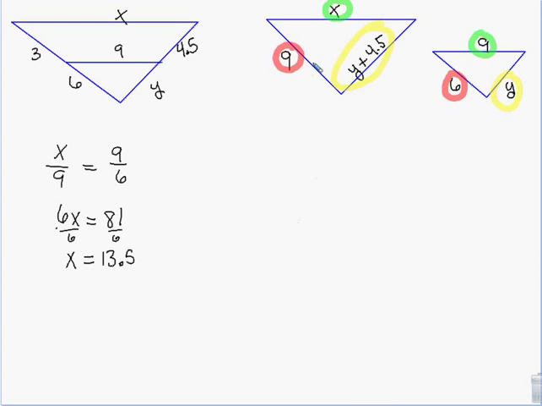Okay, and then for the y's, I have y plus 4.5 over y is equal to 9 over 6. When I cross multiply this, I'll get 9y is equal to 6 times y plus 4.5.